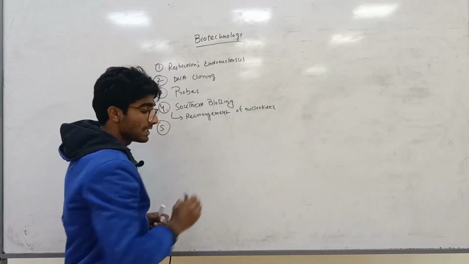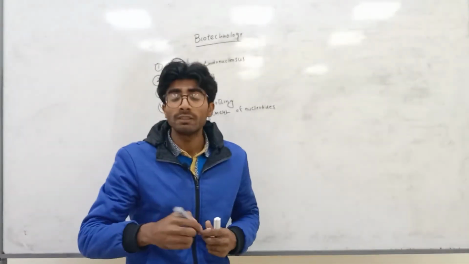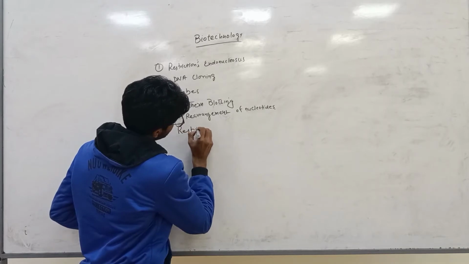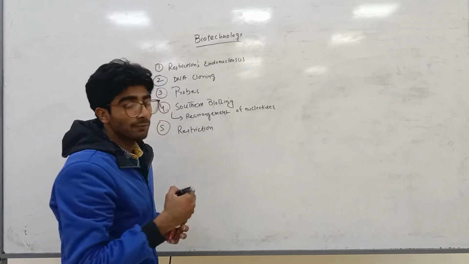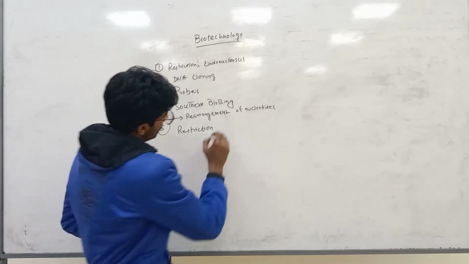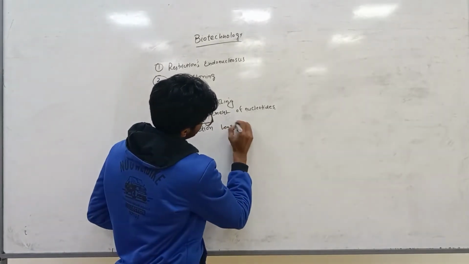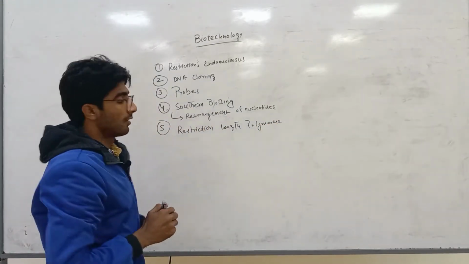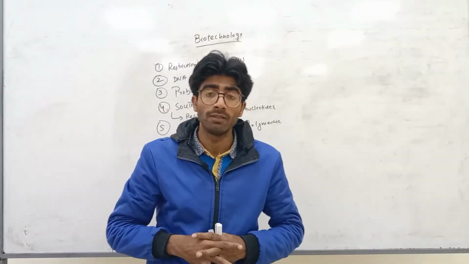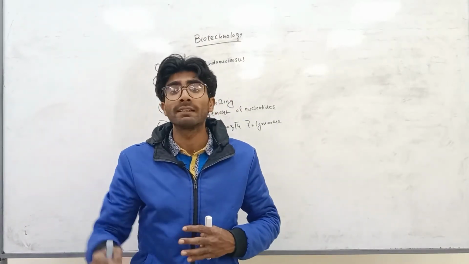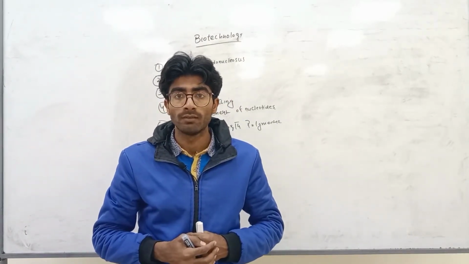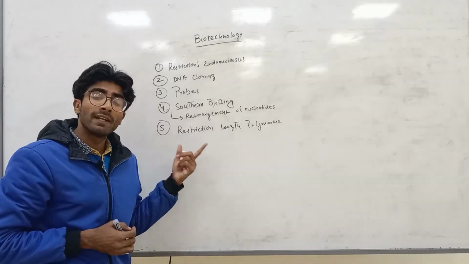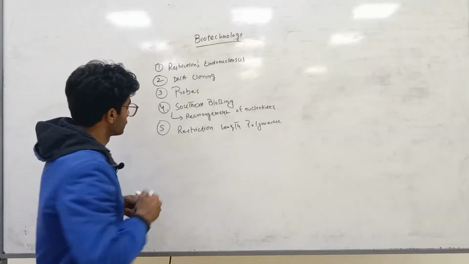The fifth step is restriction fragment length polymorphism. In this step, we identify the human genome. If we didn't identify the human genome, how can we repair the damaged cell? How can we design the genome? So this technique helps with identifying the genome.